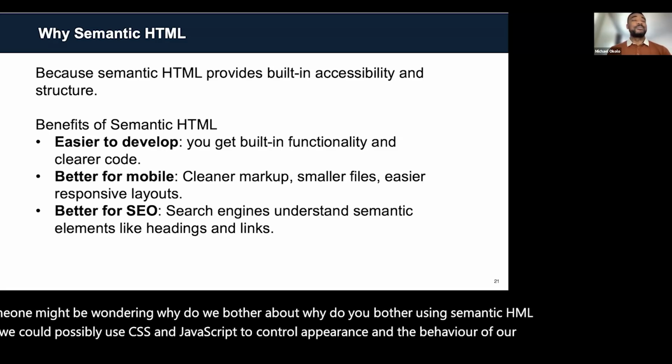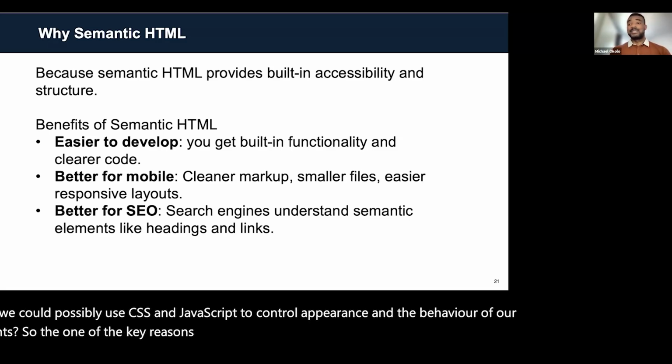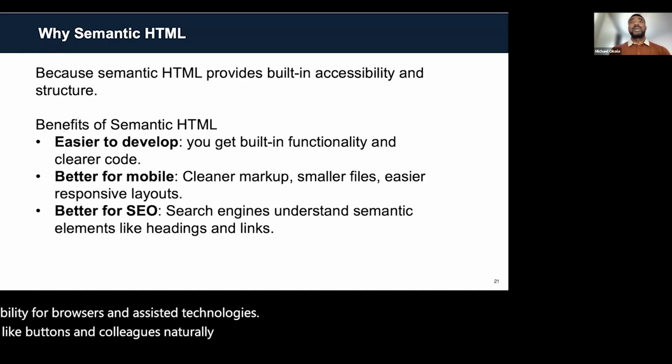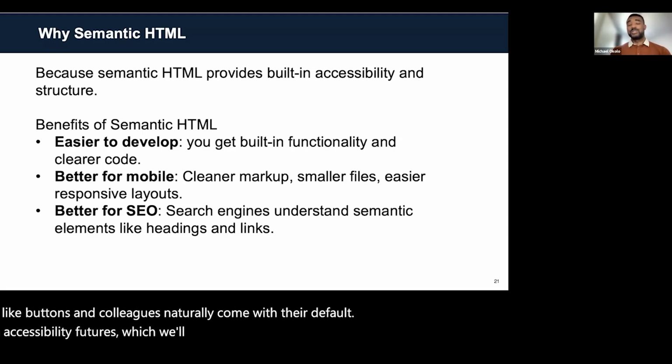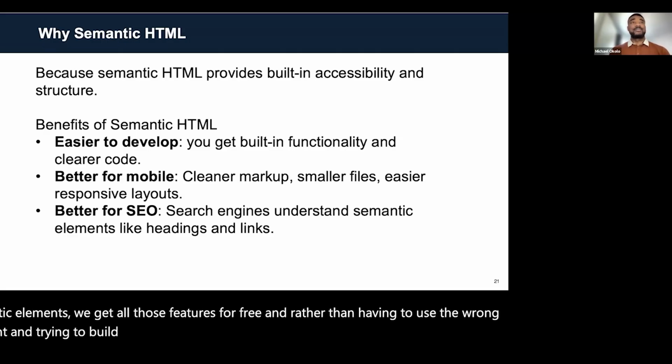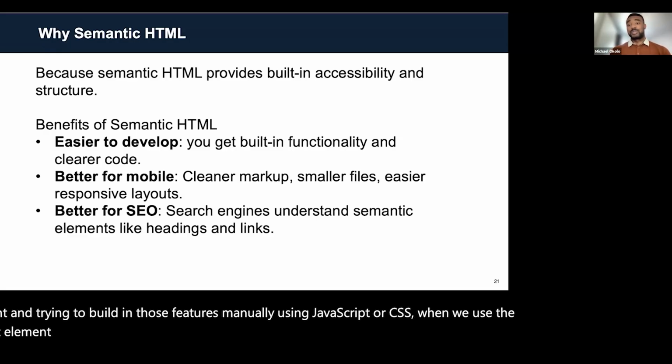So one of the key reasons is that semantic HTML provides built-in meaning and accessibility for browsers and assistive technologies. Things like buttons and links naturally come with their default built-in accessibility features, which we will see in coming slides. So when we use those semantic elements, we get all those features for free. Rather than having to use the wrong element and trying to build in those features manually using JavaScript or CSS, when we use the correct element, many accessibility features come automatically without any extra work.